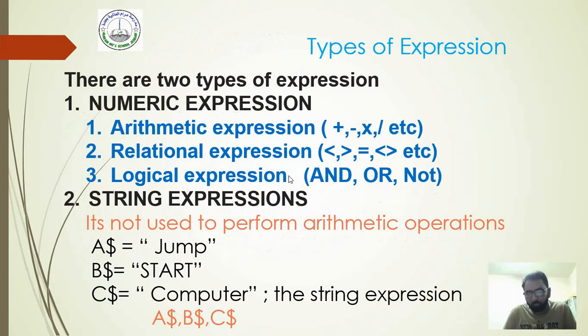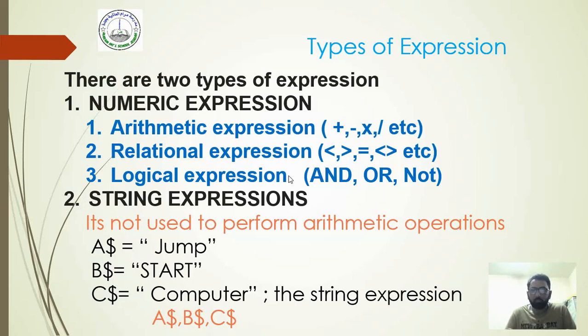There are two types of expressions: numeric expressions and string expressions. We will discuss the numeric expression first. There are three types. First, the arithmetic expression, in which we perform calculations using different operators like plus, minus, multiplication and division. For the relational expression, these expressions are used to compare different statements. And for the logical expression, there are three kinds of logical operators we use here: and, or, not. We will discuss them further in the next slide.